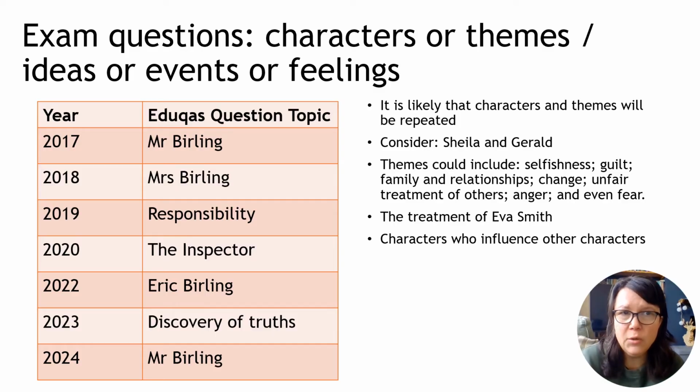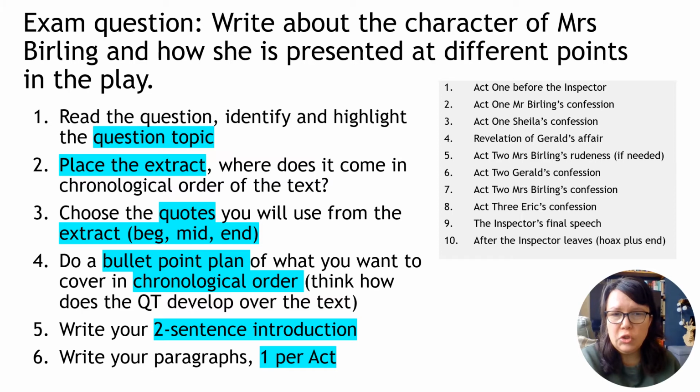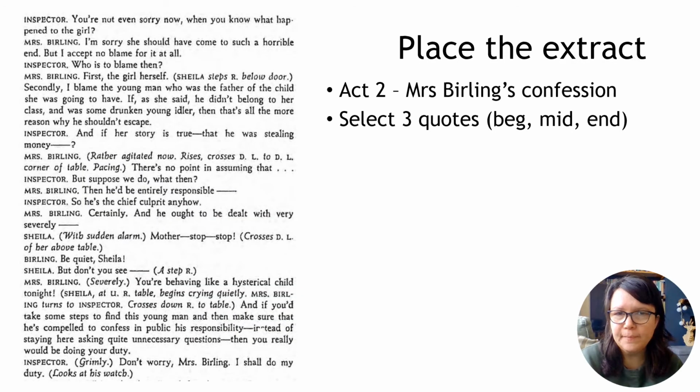So we're going to look very quickly now in the last couple of minutes at what you do when you are presented with the exam question. So we are going to imagine that the question is write about the character of Mrs Birling and how she is presented at different points in the play. I've reminded you of the exam method that I've gone through already, and I've reminded you of the 10 key moments in the play that you're going to want to discuss.